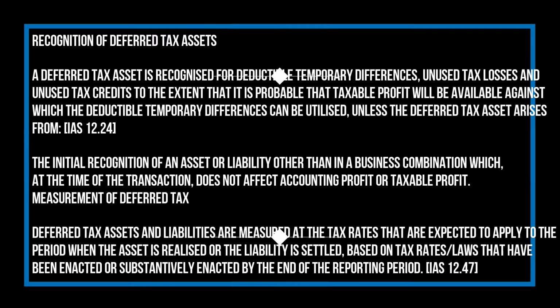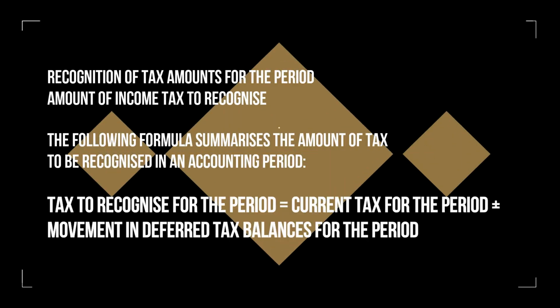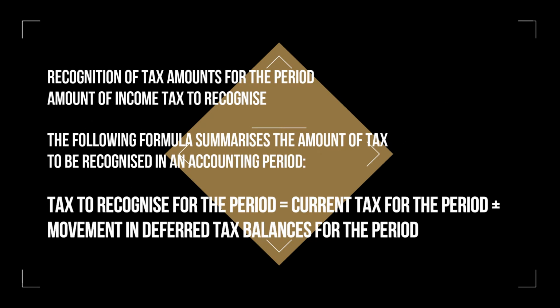Measurement: deferred tax assets and liabilities are measured at the tax rates that are expected to apply to the period when the asset is realized or the liability is settled, based on tax rates and laws that have been enacted or substantively enacted by the end of the reporting period. And recognition of tax amounts for the period. Amount of income tax to recognize. The following formula summarizes the amount of tax to be recognized in an accounting period. Tax to recognize for the period is equal to current tax for the period plus movement in deferred tax balances for the period.